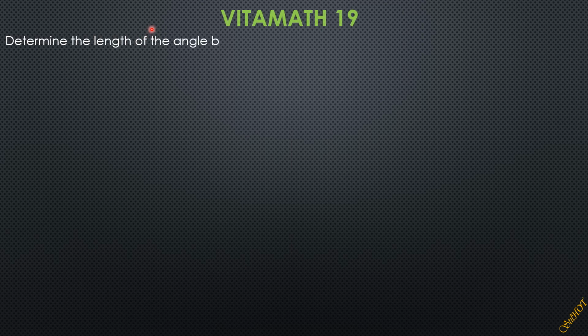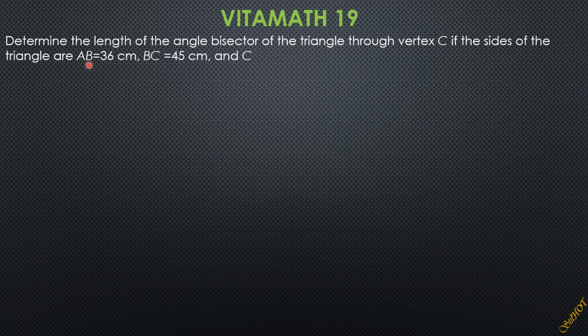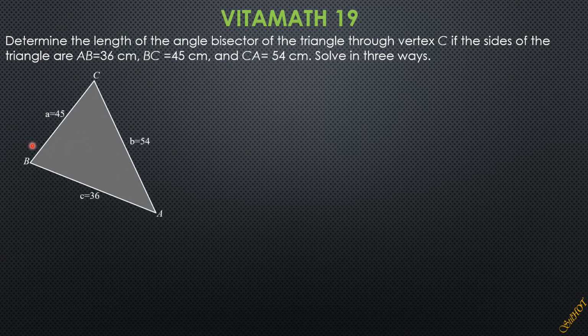Determine the length of the angle bisector of the triangle through vertex C if the sides of the triangle are AB 36 cm, which is side C, BC, which is side A, 45 cm, and CA, which is side B, 54 cm. Solve in three ways. So this is the situation and everything is given: A, B, and C.